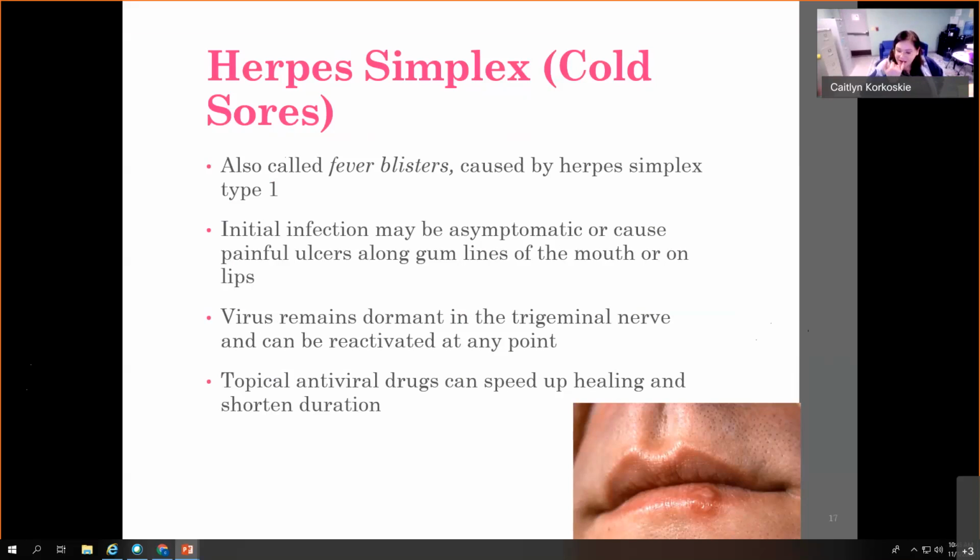So that's why they only get it when they do have an outbreak. They only get it on their mouth or inside their mouth, like their gums and stuff. So yeah.